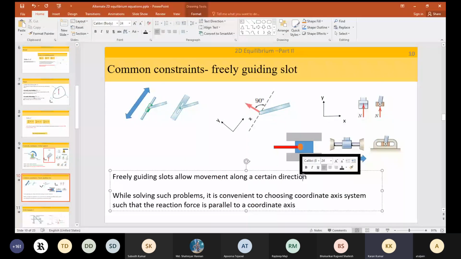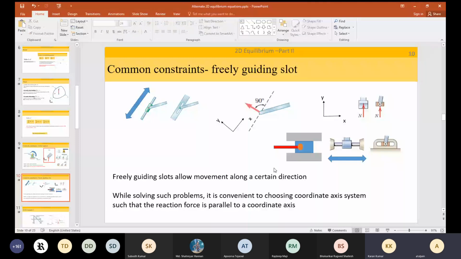Three of them have to be concurrent, the point will be a better point. Two forces will always be concurrent.